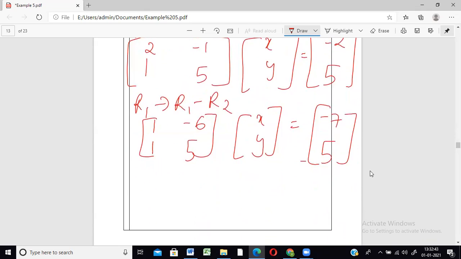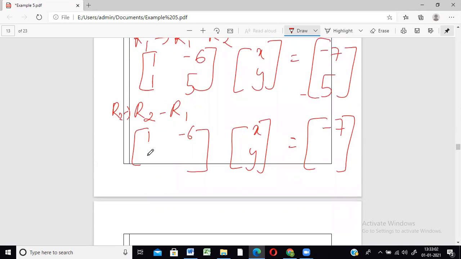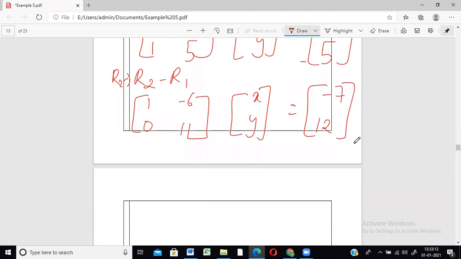Now let us do R2 minus R1 or R1 minus R2, whichever you want, so that you get this one as 0. R2 changing to R2 minus R1. R1 has no change. R2 minus R1: 1 minus 1 is 0. 5 minus of minus 6 is plus 11. 5 minus of minus 7 is plus 12, correct? So this is what we are getting.